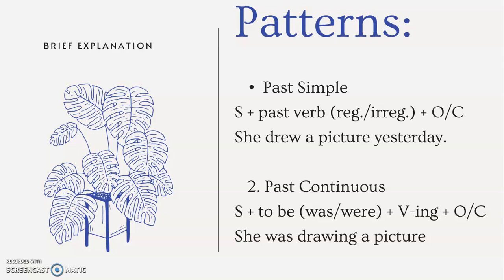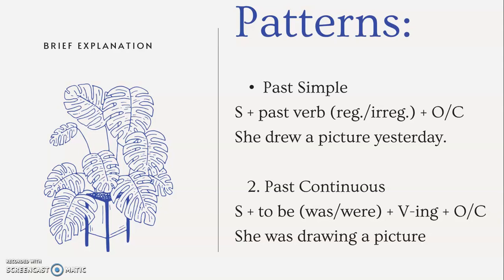For a negative sentence, of course you need did to make it negative: did not, or didn't, draw a picture yesterday. Because you have already put did in the negative, you have to change the verb drew into the base verb draw. See, didn't draw a picture yesterday.